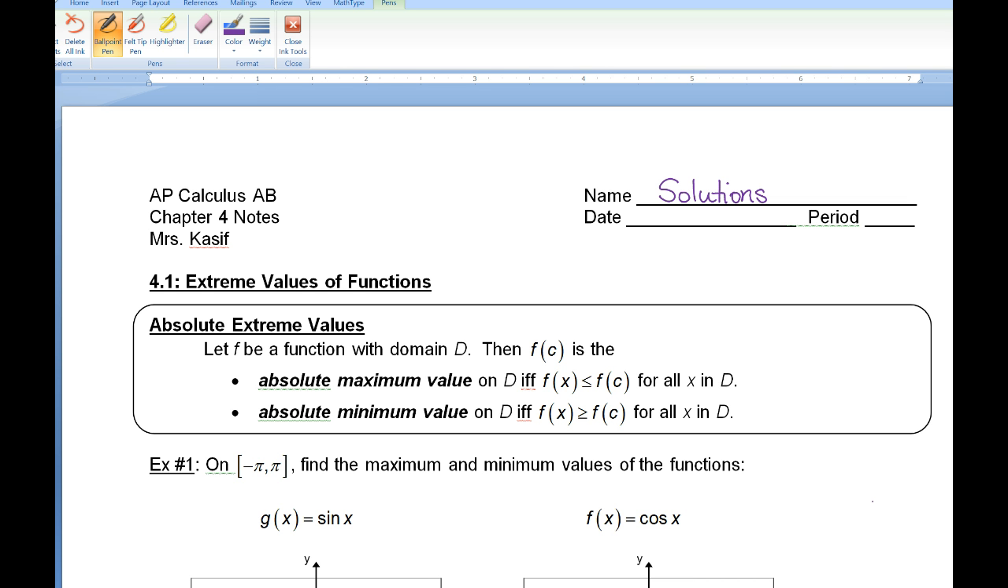The first section, I'm hoping, will look a little bit familiar from pre-calculus because you should have addressed what extreme values mean. Okay, we'll review extreme, like maximums and minimums.